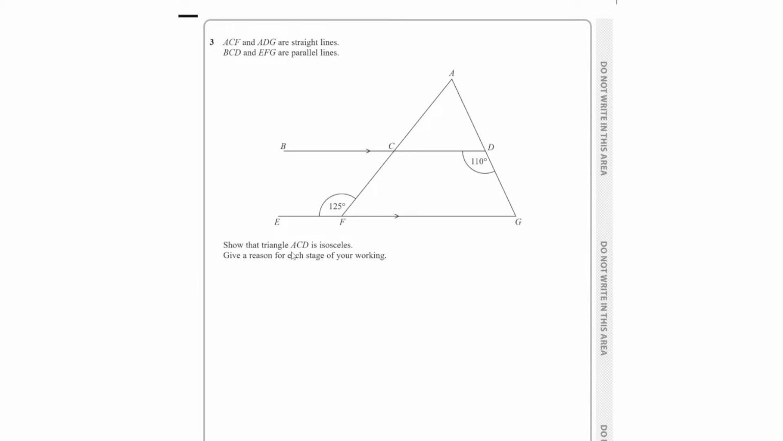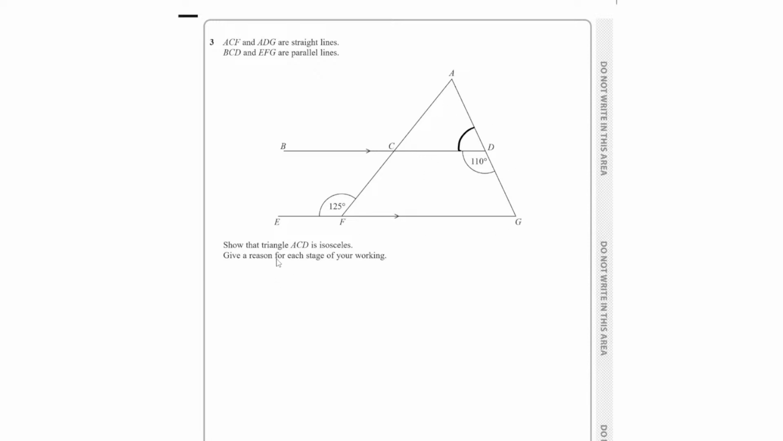Show that triangle ACD is isosceles and give a reason for each stage of your working. Okay, so an isosceles triangle is obviously one where 2 of the angles are the same, isn't it? Looking at this, we can't tell which 2 are the same, so we're just going to have to work out all 3 angles and hope that 2 of them end up being the same. That's what we're saying here. So I think the easiest one to start with is the 110 because it's right there. I could work out ADC, couldn't I?